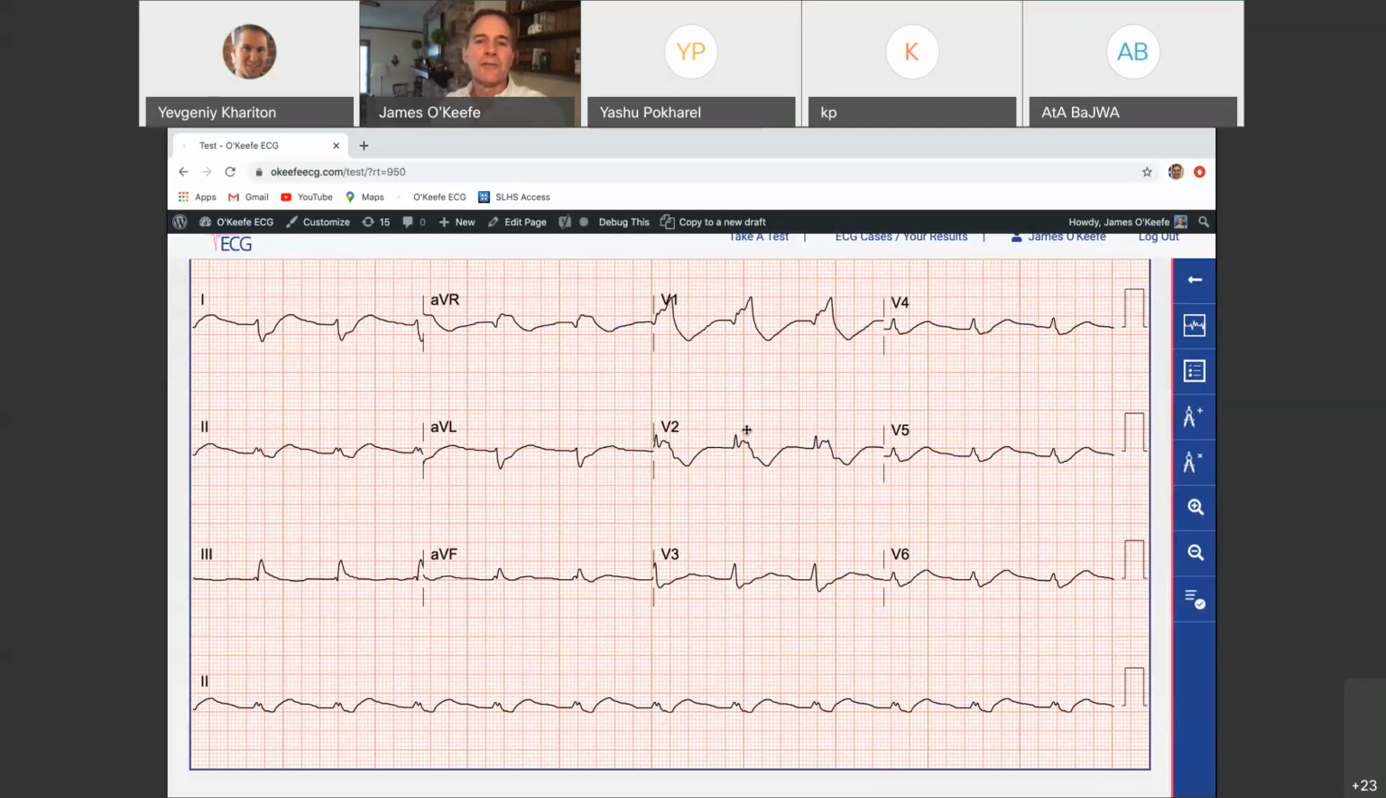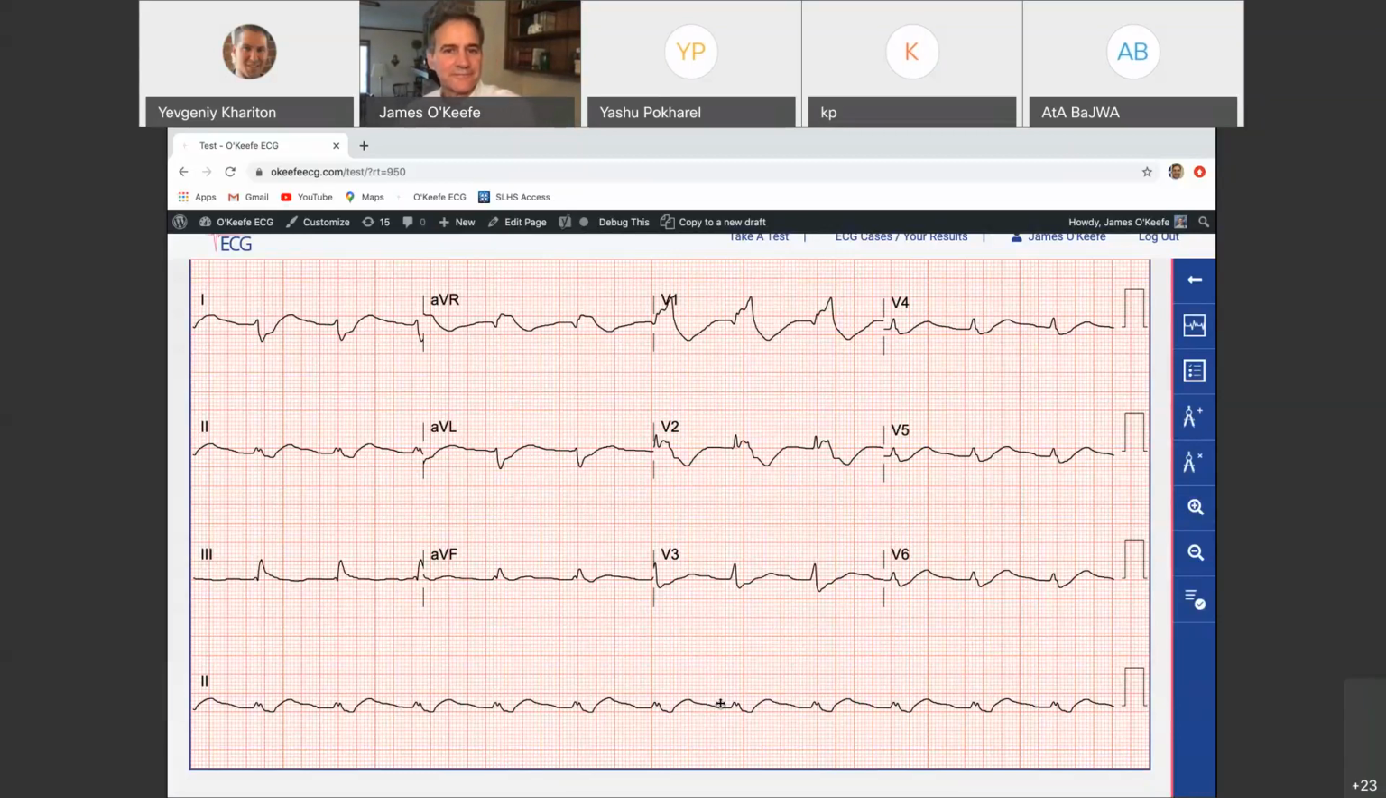When you don't have the QT measurements, like you won't for the boards, if you can eyeball the Q to the end of the T and say it's more than half the distance of the RR interval, it's a quick and dirty way to call prolonged QT, as long as it's not tachycardic. If it's above 100, you can't use that rule of thumb. But this is clearly prolonged QT and a prolonged PR, with a flattened P wave. So it's first-degree AV block, prolonged QT, prolonged QRS. But is there any specific pattern in that prolongation of the QRS that you would call any conduction defects?